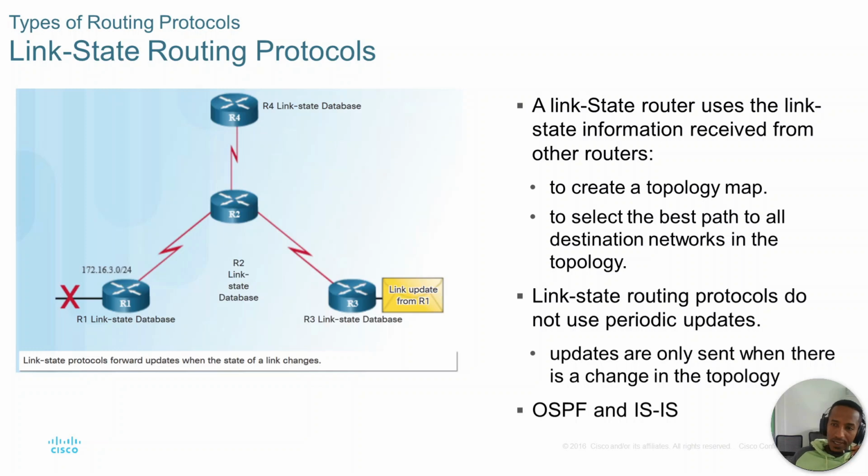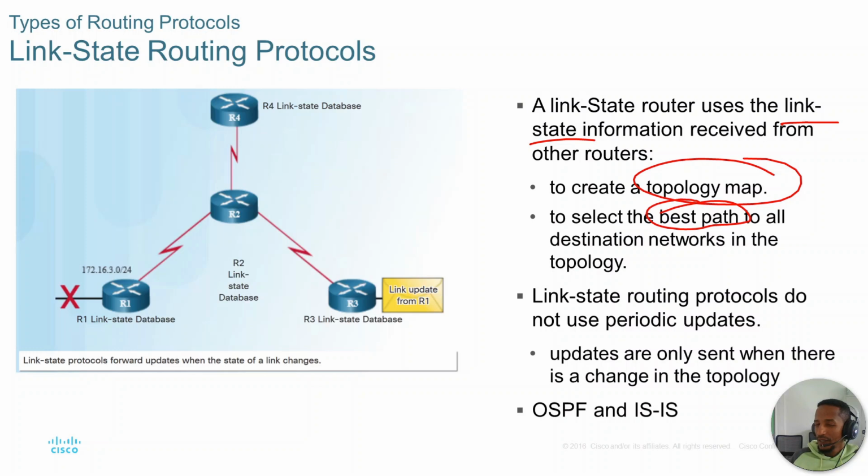So what about the link state? The name by itself is explanatory, because it says the state of the link. The link state router uses routing information to create a topology. Then it will select the best path among the topology to reach the destination.